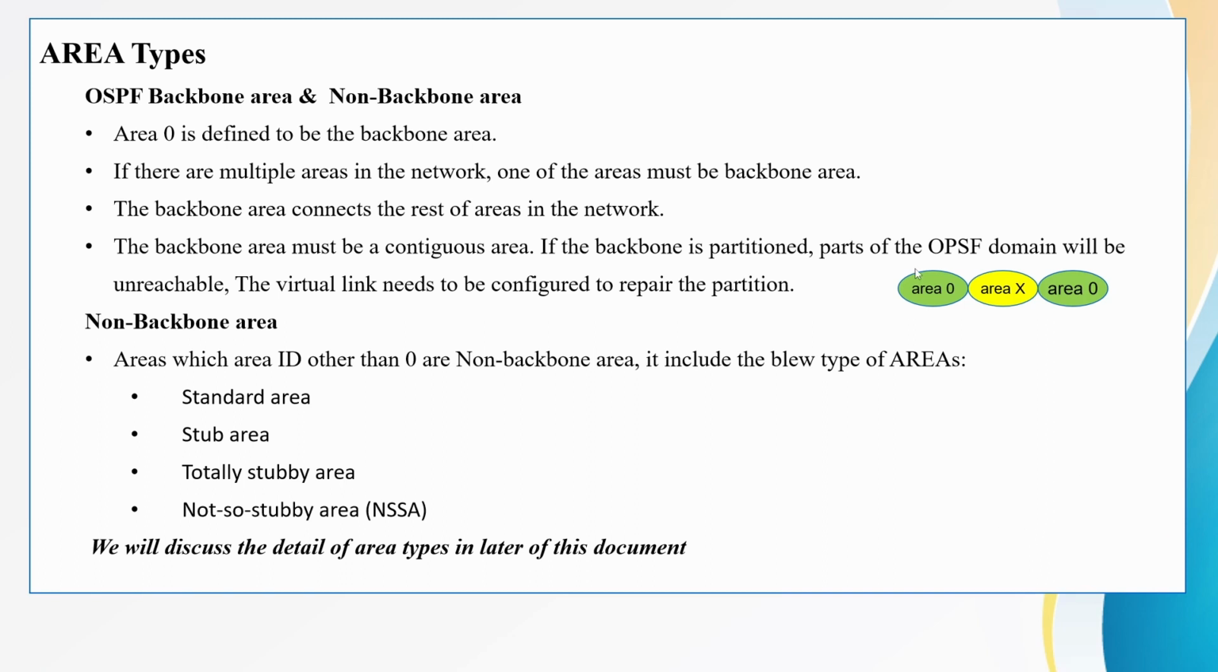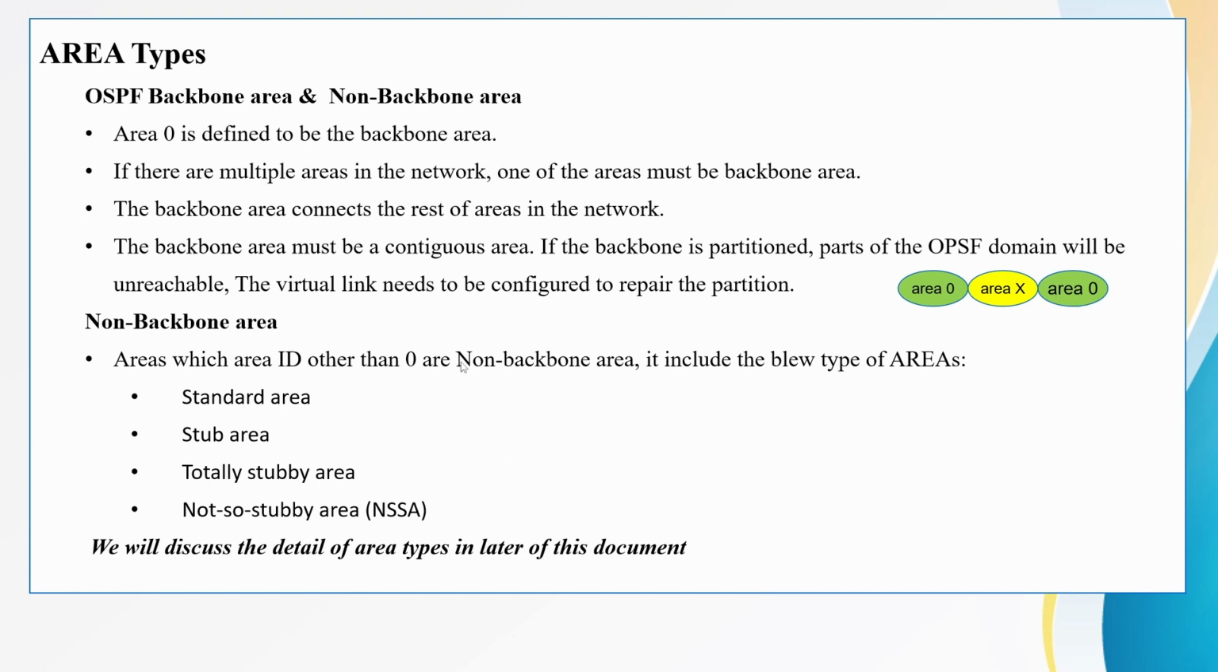And just take a look at the right-hand side. If the areas connect this way, where area 0 connects to an area X that is not 0, then connects to area 0 again, this kind of connection is not correct. Traffic cannot be sent from the left side area 0 to the right side area 0.